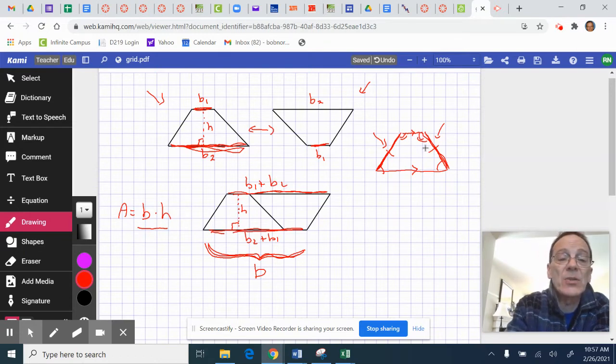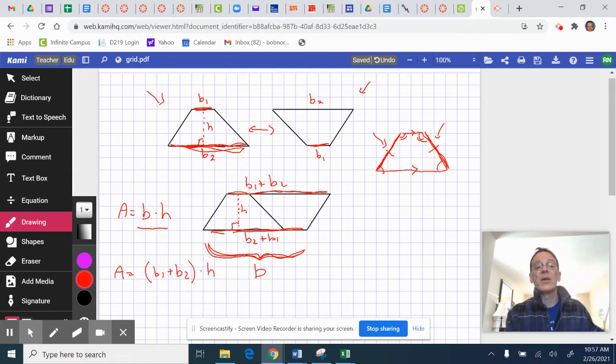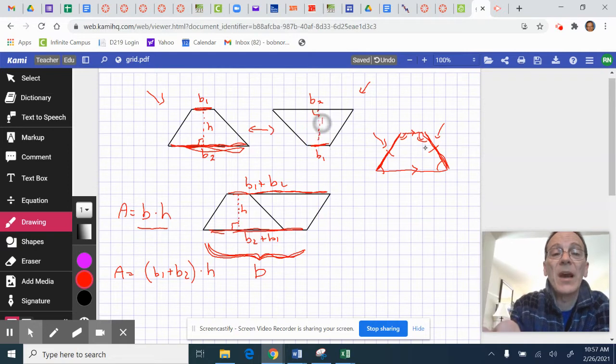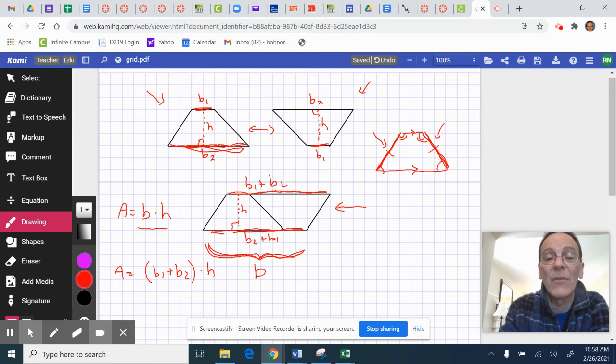And so now we can change the area of this parallelogram to be, in parentheses, B1 plus B2, and then times the height of the parallelogram. Well, the height of the parallelogram is the same as the height of each of these two trapezoids at the top of the screen, right? And so since there are two congruent trapezoids making up this parallelogram, each one of these trapezoids' areas is exactly 1/2 of the area of that parallelogram, right? I mean, there's two of them congruent making up that whole parallelogram.